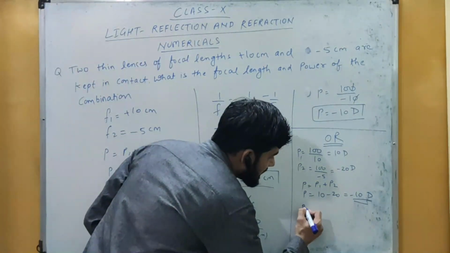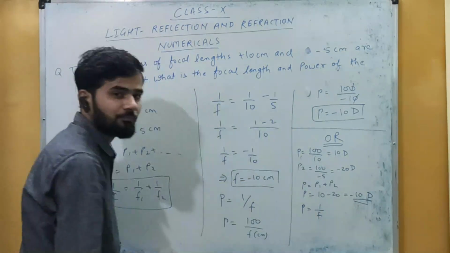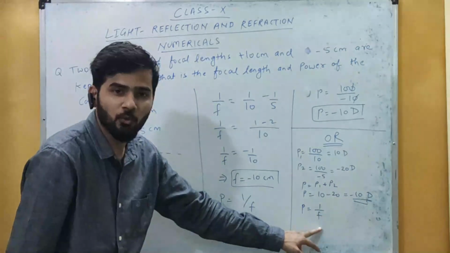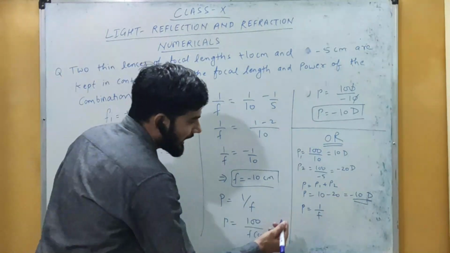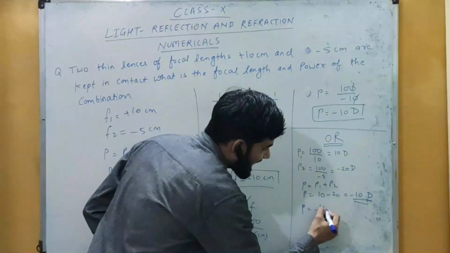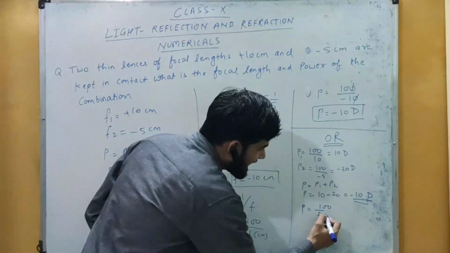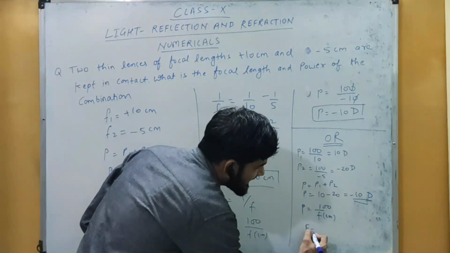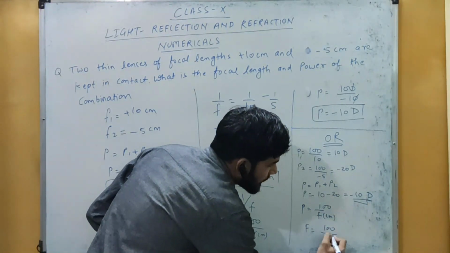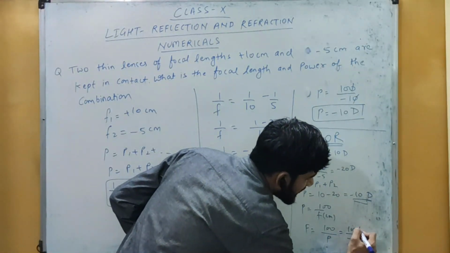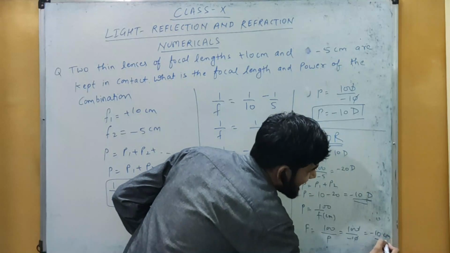How can we find the focal length? P is equal to 1 by f. If this power is in diopter, we will get the focal length in meters. So if I want to find it in centimeter, then what I will do? I can multiply it by 100 and I will get the focal length in centimeter. So this f is equal to 100 by P. What is the value of P? Minus 10. So 100 by minus 10, it will be minus 10 centimeter.